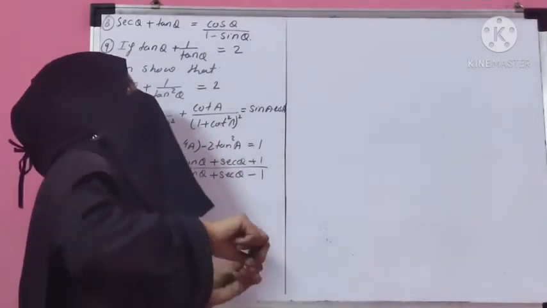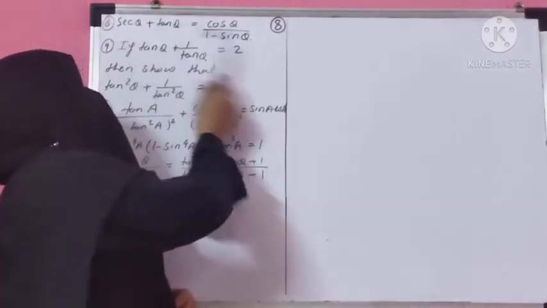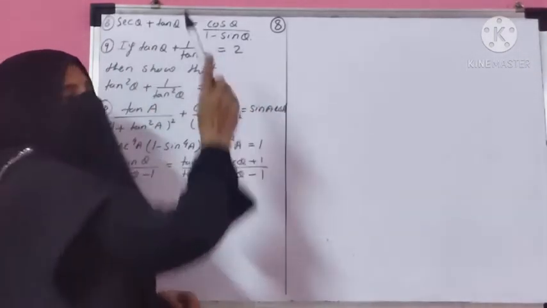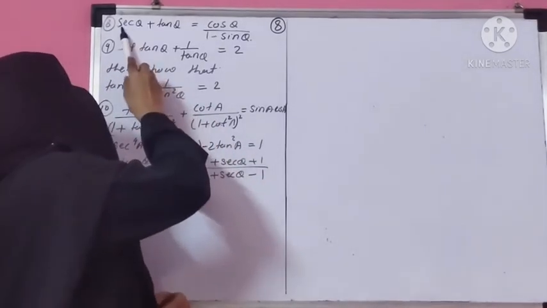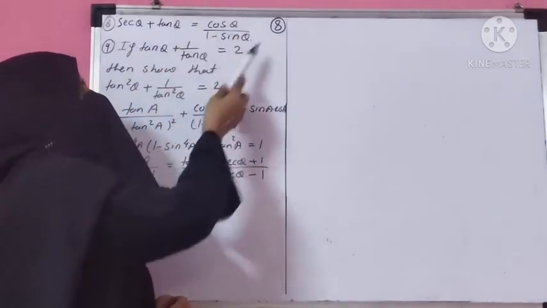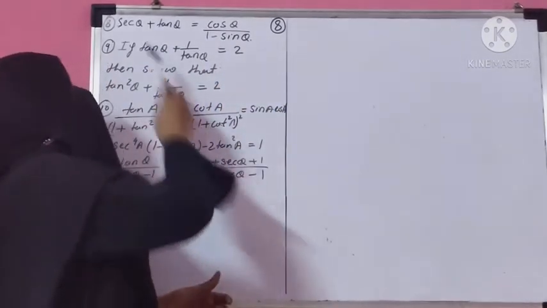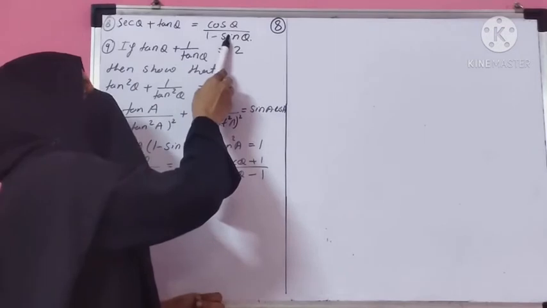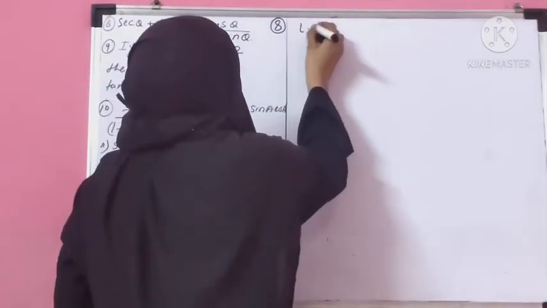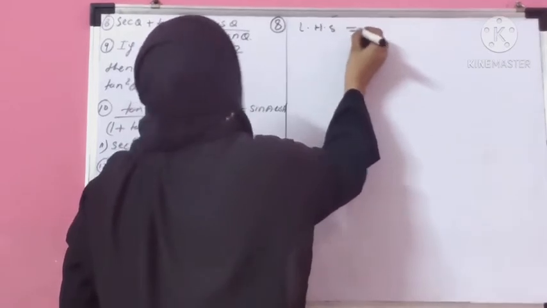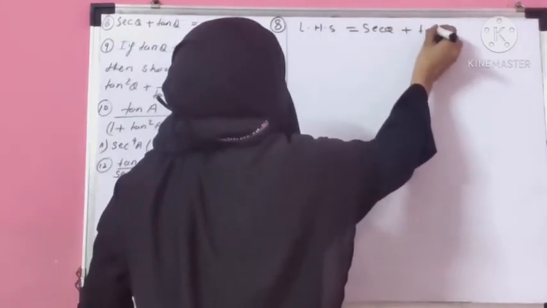Okay. So let's start question number 8. In this type of question we have to prove the left hand side part is equal to the right hand side part. So here we have to prove sec theta plus tan theta is equal to cos theta upon 1 minus sin theta. To prove the left hand side part is equal to the right hand side part, let's consider first the left hand side part. So the left hand side of question number 8 is sec theta plus tan theta.